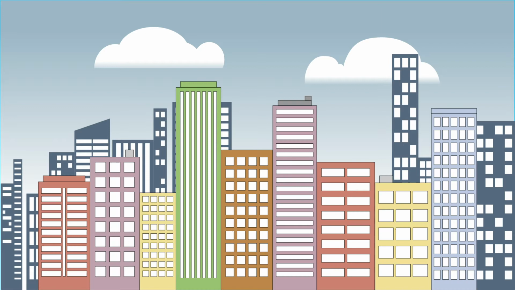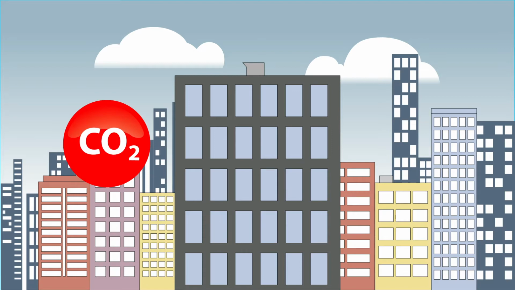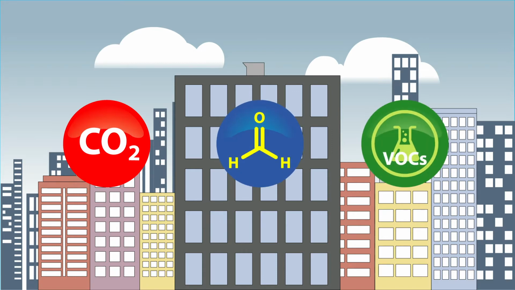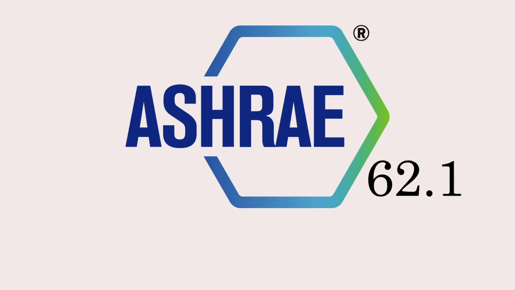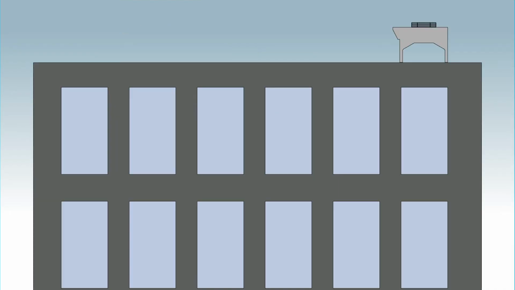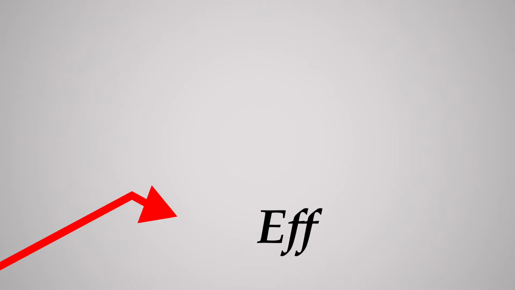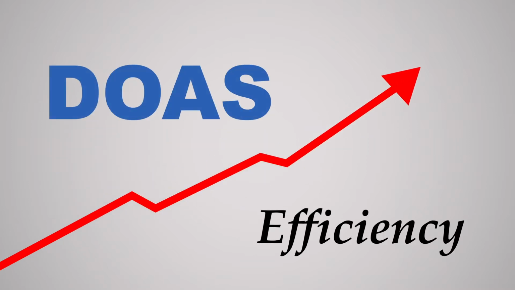Bringing fresh air into commercial buildings is more important than ever. Indoor pollutants such as carbon dioxide, formaldehyde, and VOCs all contribute to poor indoor air quality. Strict ventilation standards published by ASHRAE 62.1 require HVAC manufacturers to introduce innovative new equipment to improve the quality of indoor air. Dedicated outdoor air systems, DOAS, are one such method of helping to optimize an existing HVAC system.